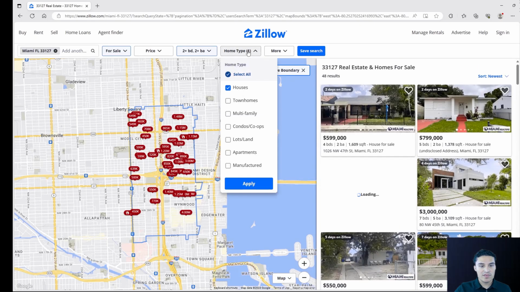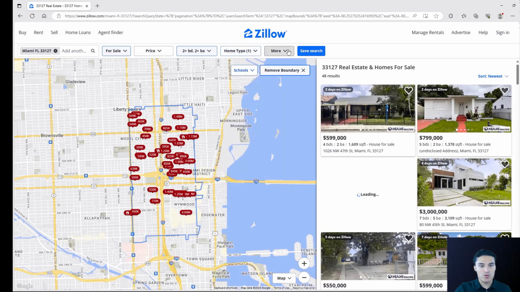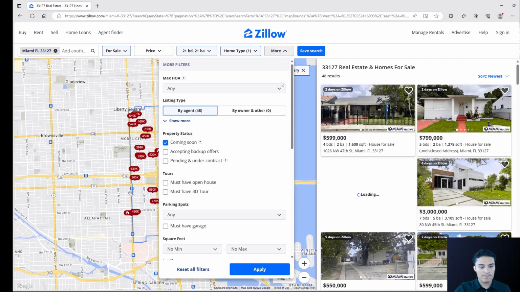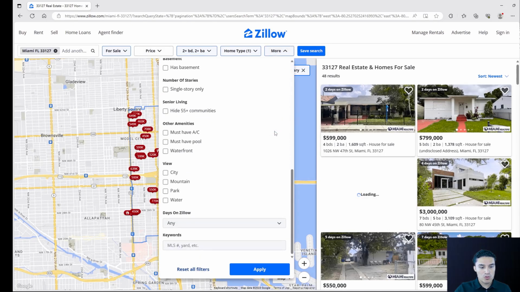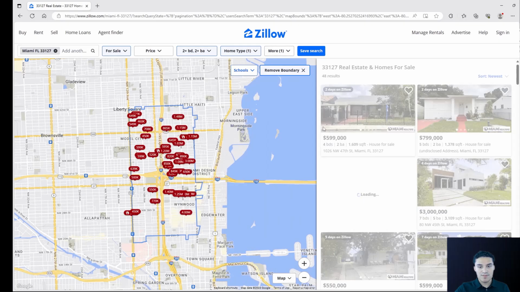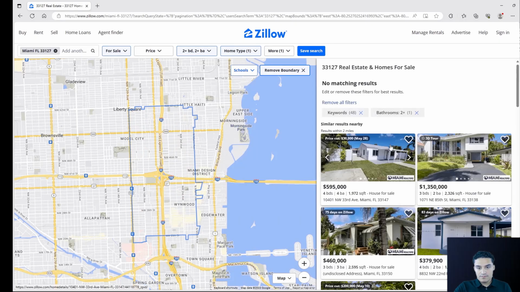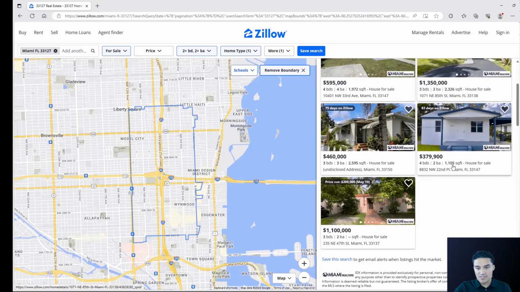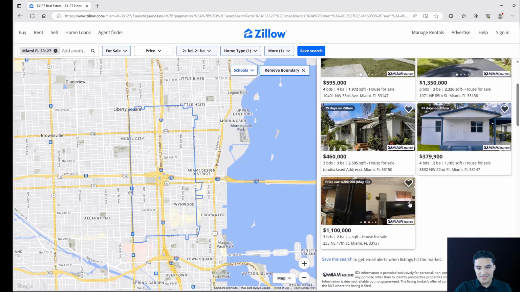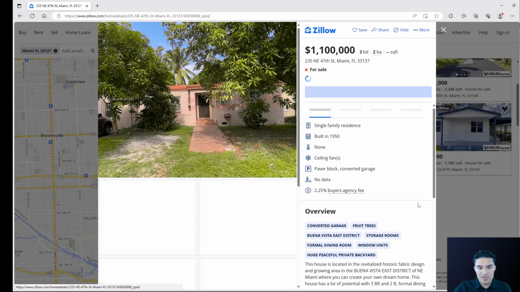But now here's where you do the trick, okay? You go to more, you click on more, and then you scroll all the way down, and here's where you're going to implement the words that I was telling you about. So TLC, let's see what it shows up. Okay, so that's interesting. Very interesting. But this is one actually. This one right here probably has it over there.